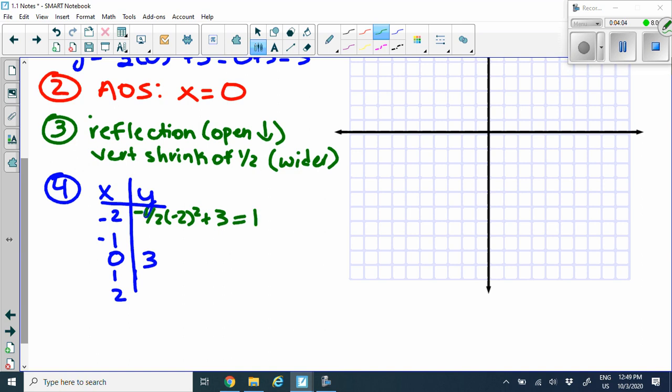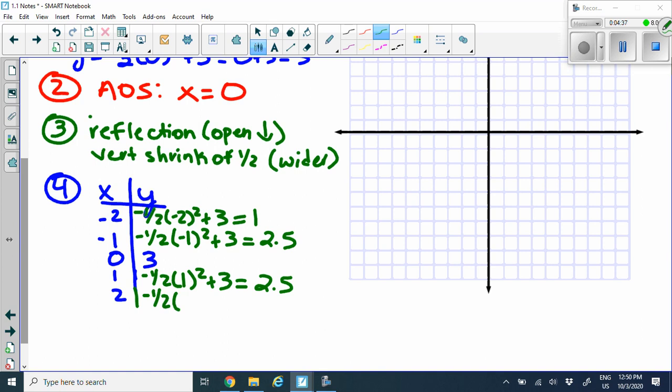Okay, we do the same thing on our negative ones. So I have -1/2, and then -1 squared plus 3. So I do the exponent first. -1 squared is 1, multiplied by -1/2. That gives me -1/2 plus 3 gives me 2.5. Okay? Okay, let's see what we get for the 1. So we get -1/2 times 1 squared plus 3. So if I do this, 1 squared is 1 times -1/2 plus 3 gives me 2.5. Oh, that's interesting. Okay, let's try the last one here. So I get 2 squared, which gives me a +4, times -1/2 gives me -2 plus 3 equals 1.